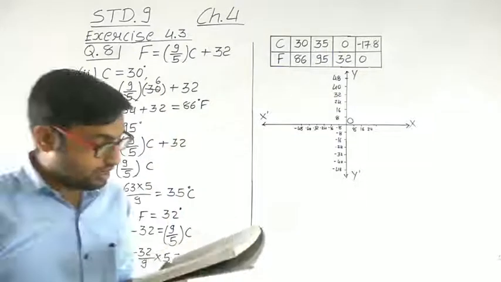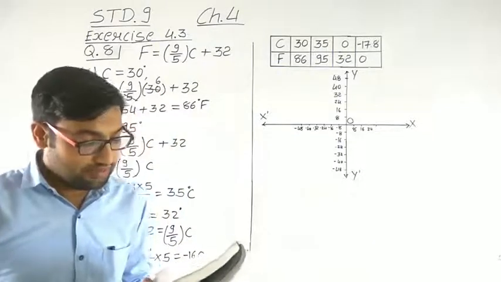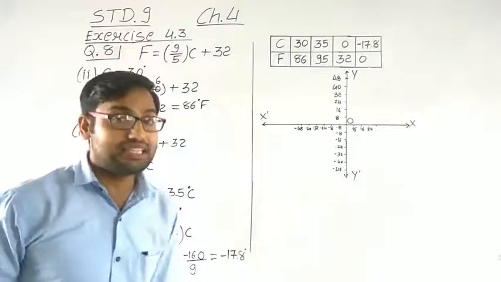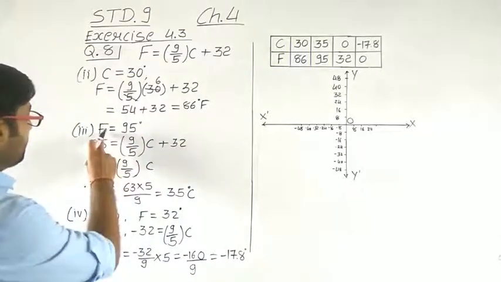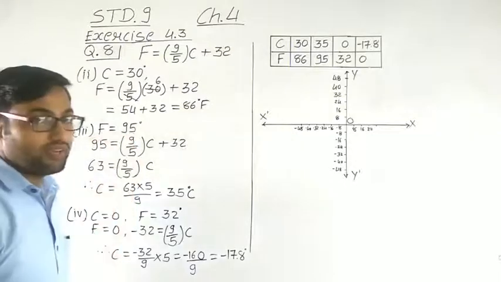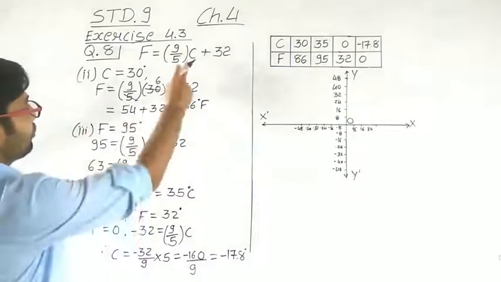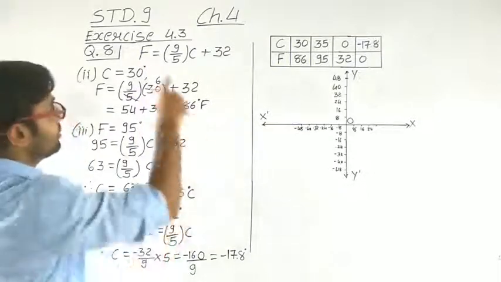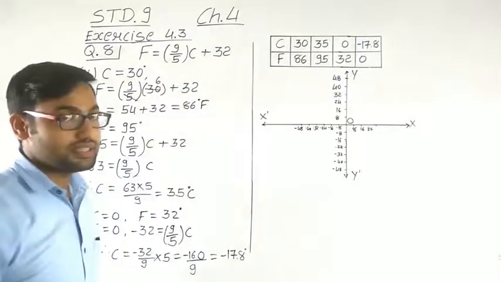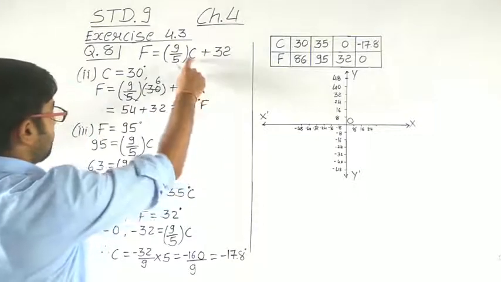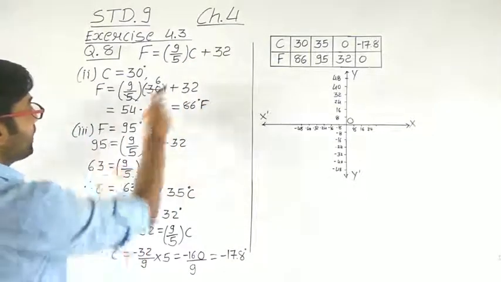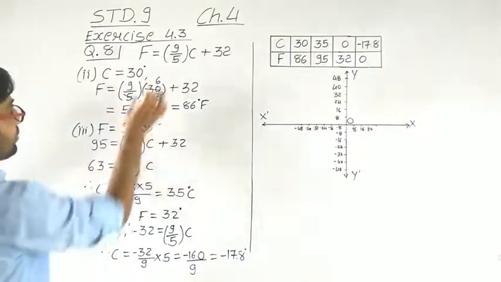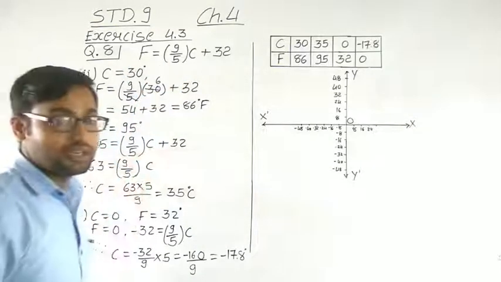The third question we have been asked is, if the temperature is 95 degrees Fahrenheit, what is the temperature in Celsius? So here we have been given the value of F, that is 95 degrees. We have to find the value of C. Again, this is a linear equation in two variables. One is F, the second one is C. So we can write 95 = 9/5 C + 32.